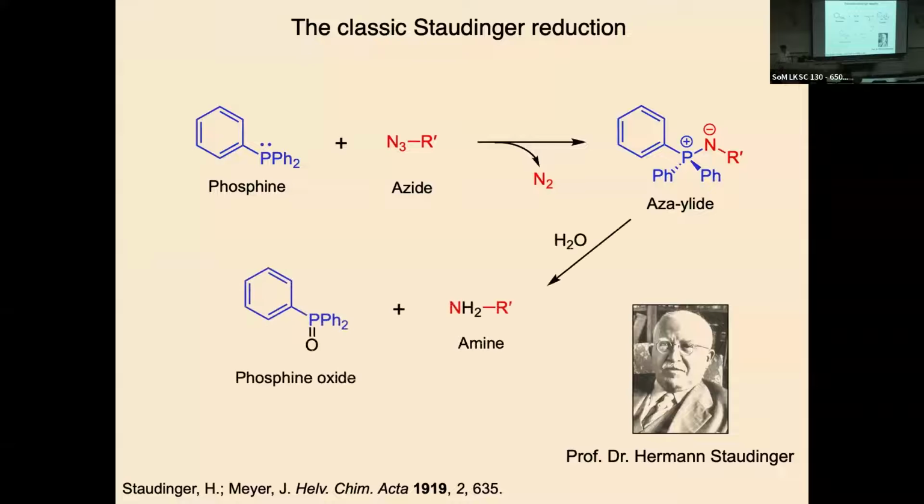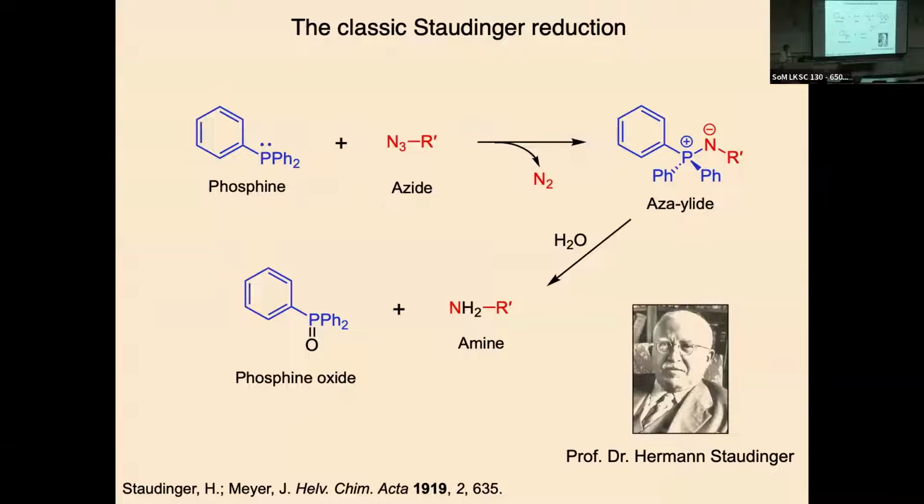So when there's water around, the phosphorus-nitrogen bond gets hydrolyzed spontaneously to give two products, the amine and the phosphine oxide. And the reason it's called the classic Staudinger reduction is because the azide is getting reduced to an amine and the phosphine is getting oxidized to a phosphine oxide, okay?